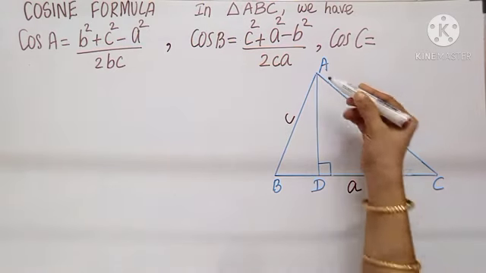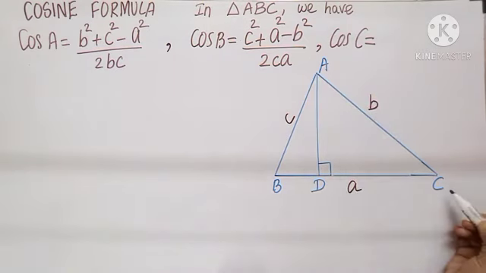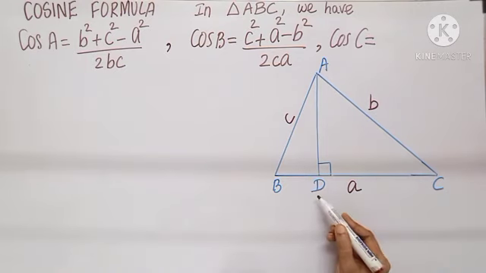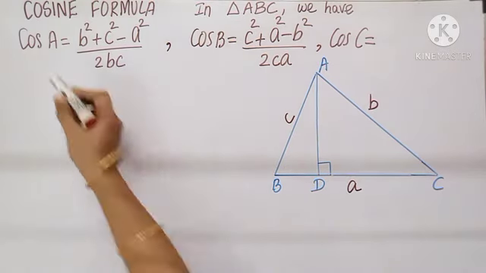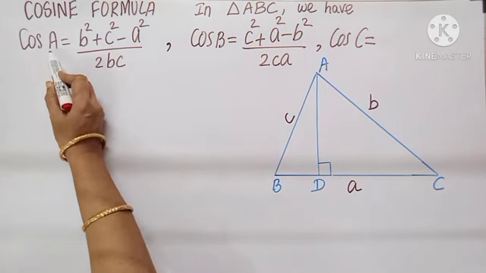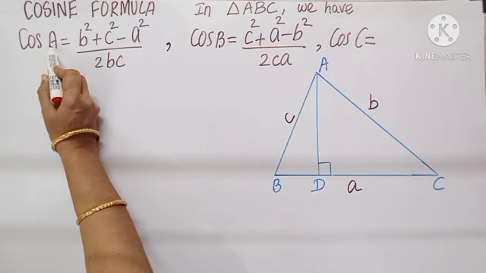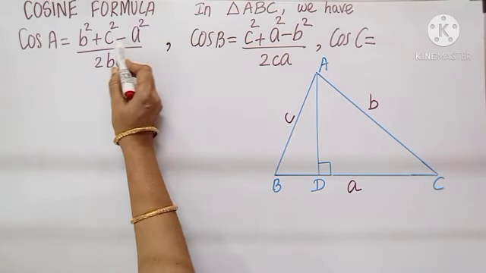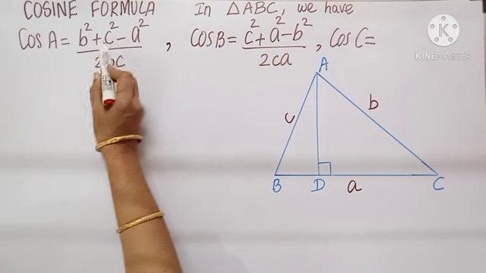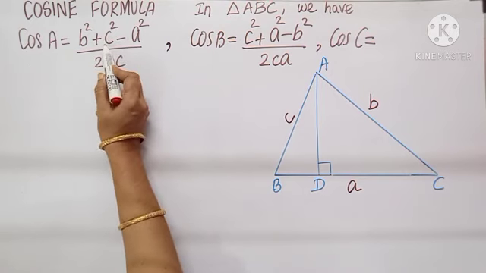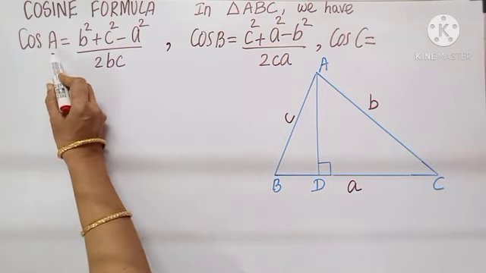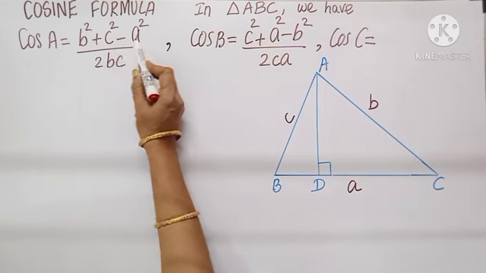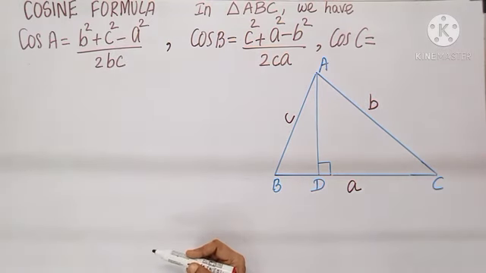Drop a perpendicular from A to the base BC. It meets at D. Now, what is the cosine formula? If I write cos A, remember how to learn it. You have angle A. Small a square will come with a negative symbol. The other two will have positive symbols and the combination will come down. So cos A, I will write, is b square plus c square minus a square by 2bc.